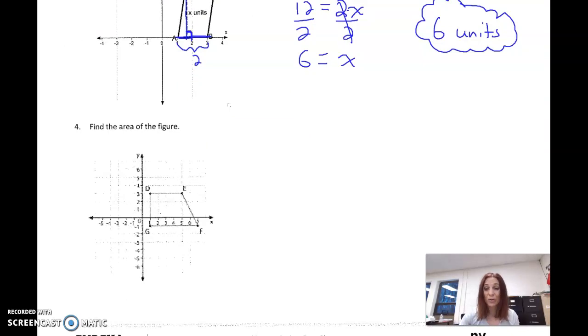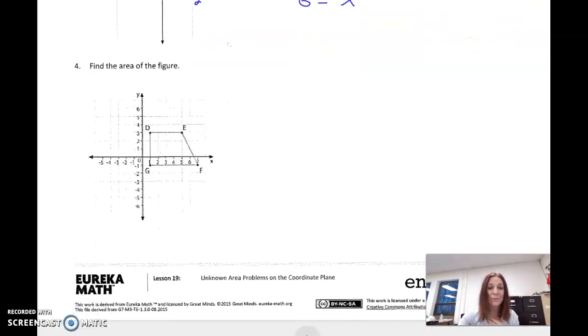All right, this is a trapezoid. It's not a parallelogram, so I can't use the area equals base times height. But I can break this up into 2 figures. Okay, I have this rectangle. Oops, not what I want to do again. Click on the right button. Okay. I have this rectangle right here. And then I have a triangle.